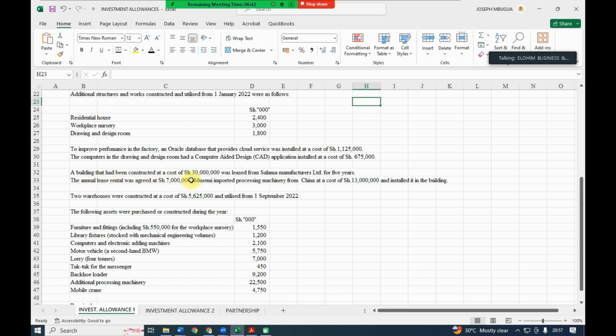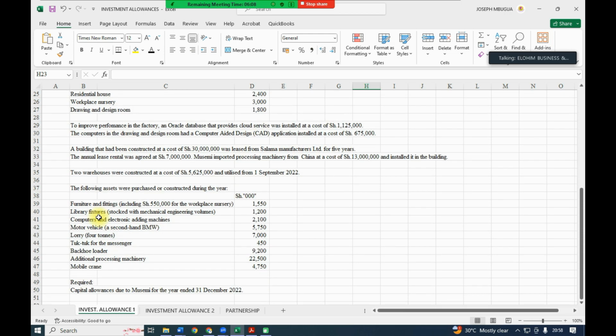A building that had been constructed at a cost of 30 million was leased from Salama manufacturers for 5 years. The annual lease rental was 7 million. Musemi imported processing machinery from China at a cost of 13 million and installed it in the building. 2 warehouses were constructed at a cost of 56.25 and utilized from 1st of September. What you'll note is that we normally apportion the IBD. We apportion it for the period of use.